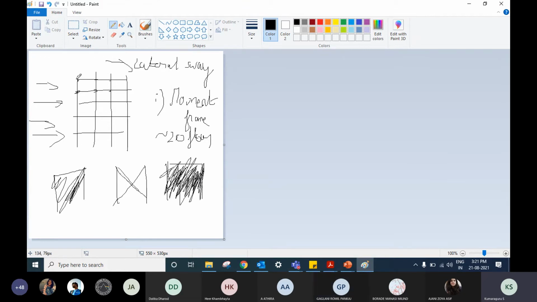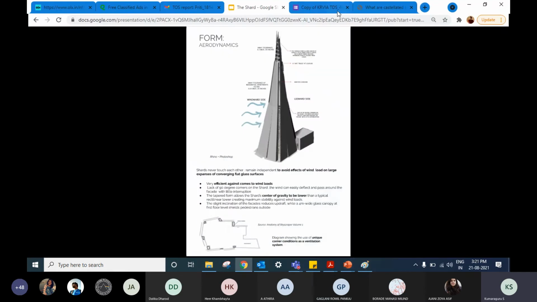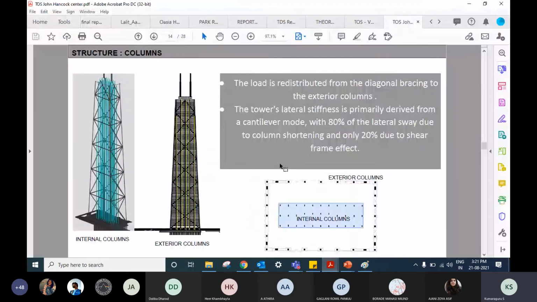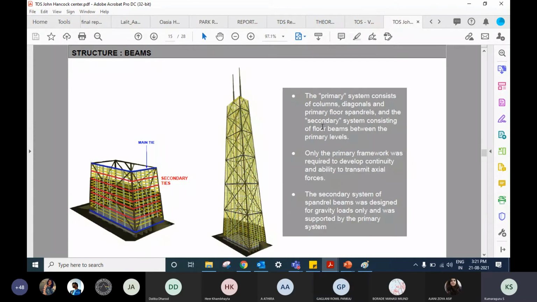So this moment frame action and the shear wall or the diagonal bracing action each have contributions. You can have a combination of all that. So that's what you had mentioned explicitly, where the contribution by the diagonal bracing is 80% against the lateral sway, and your shear frame effect, which is nothing but the moment frame effect, is contributing only 20%. Okay, so that's good to learn. Thank you for putting that in.